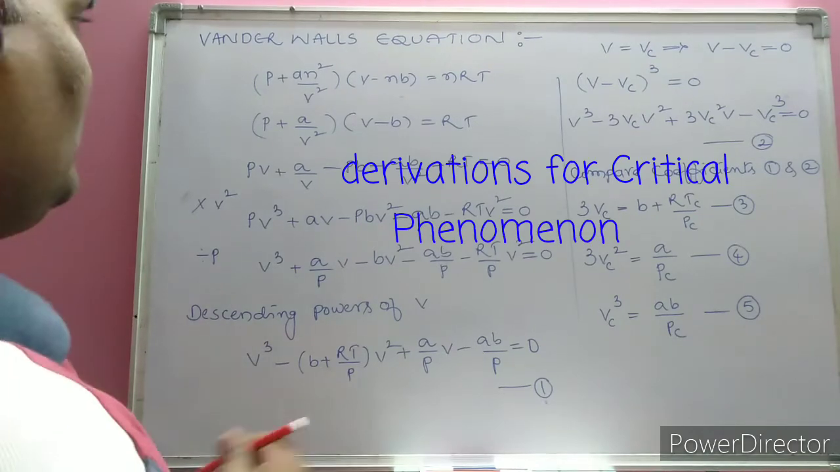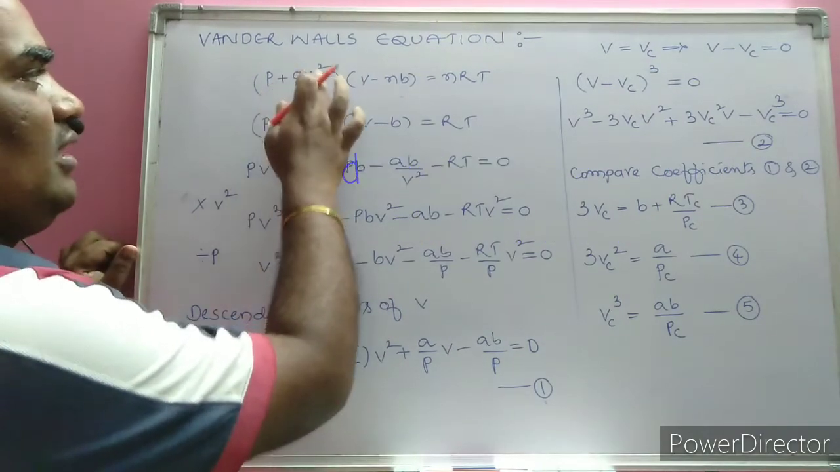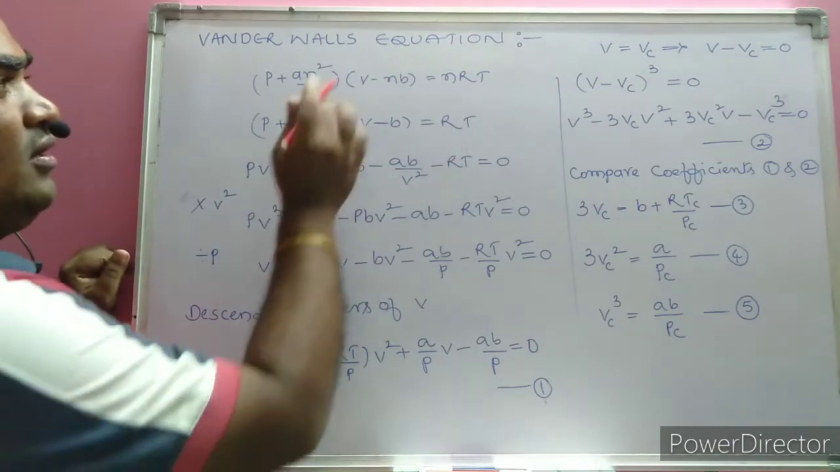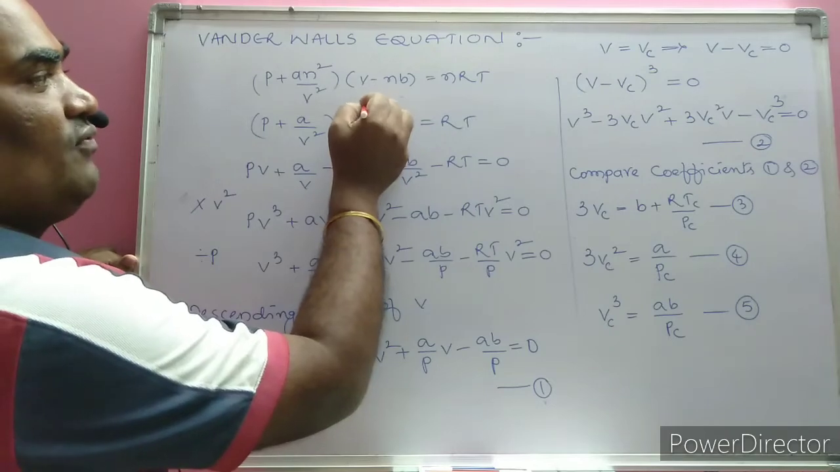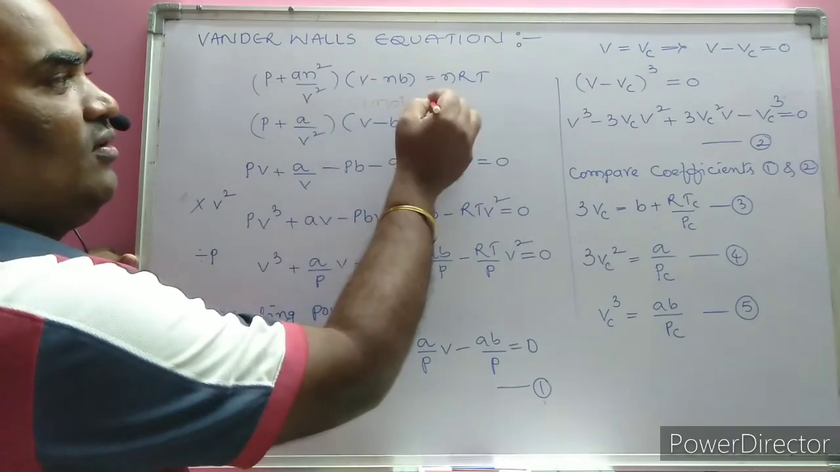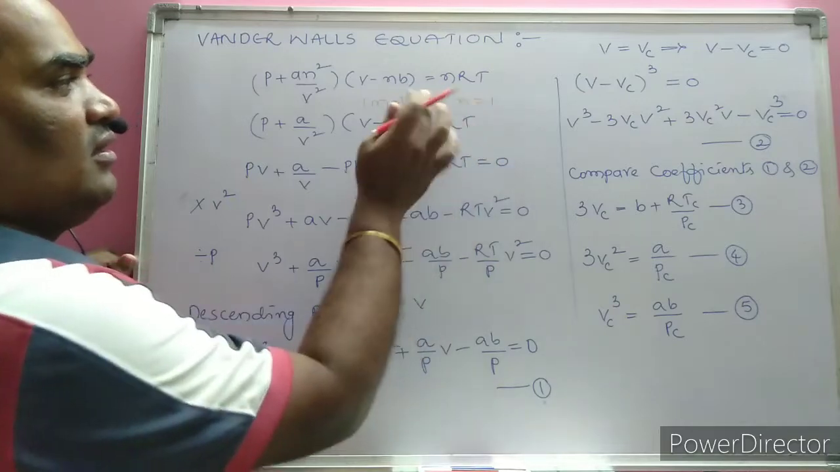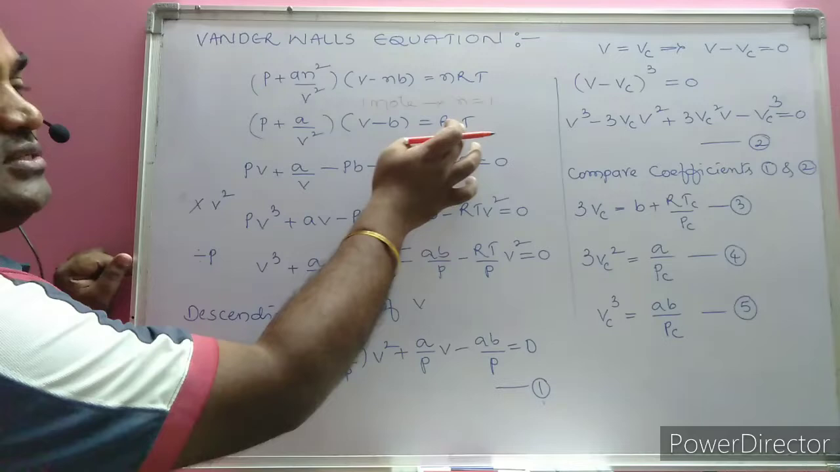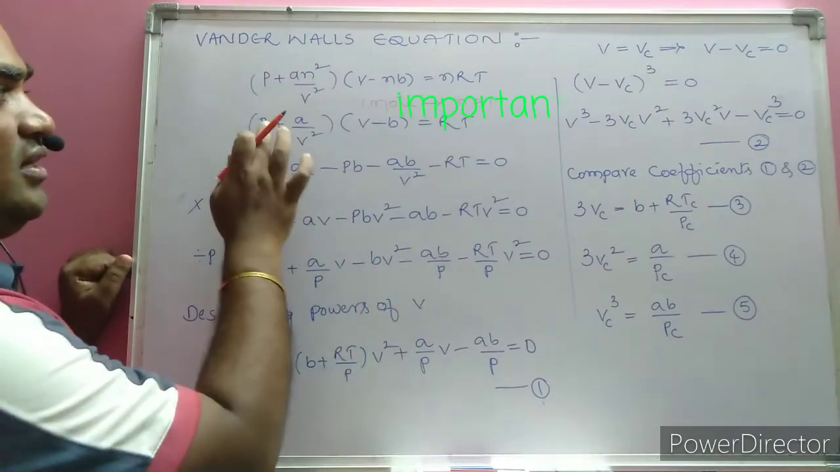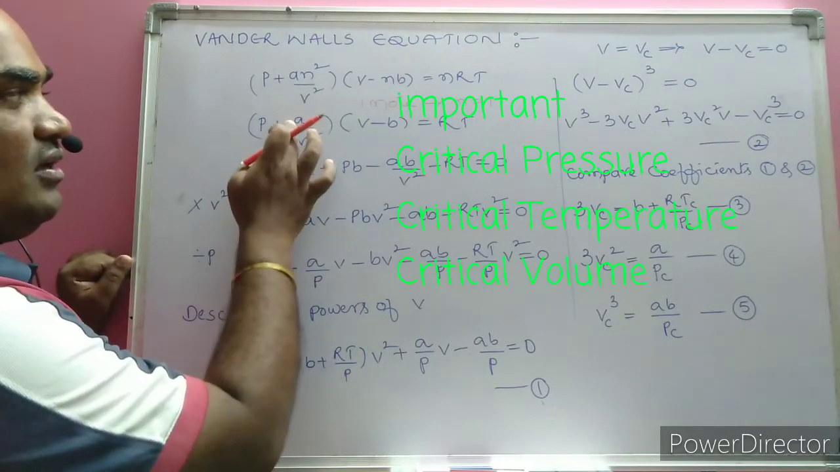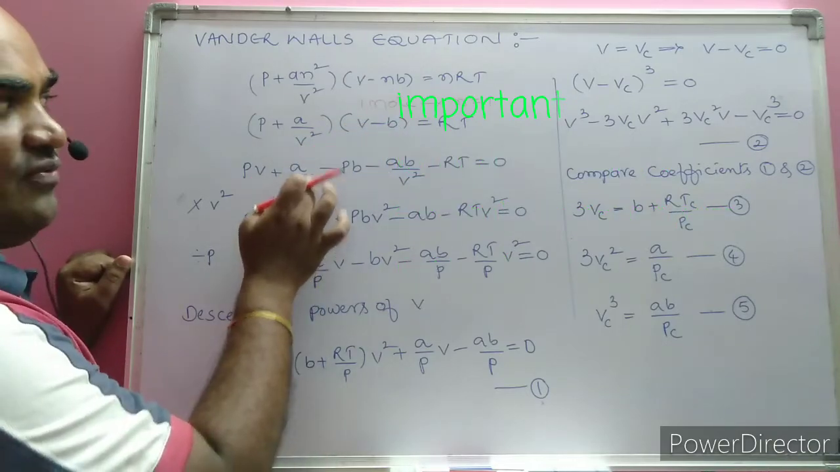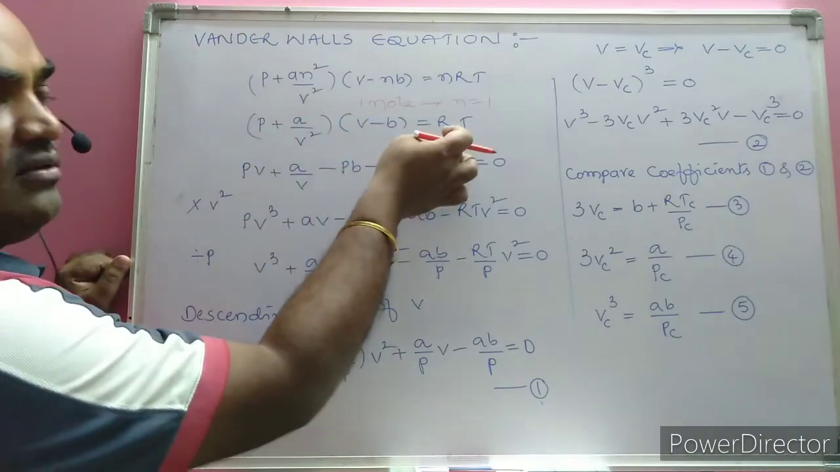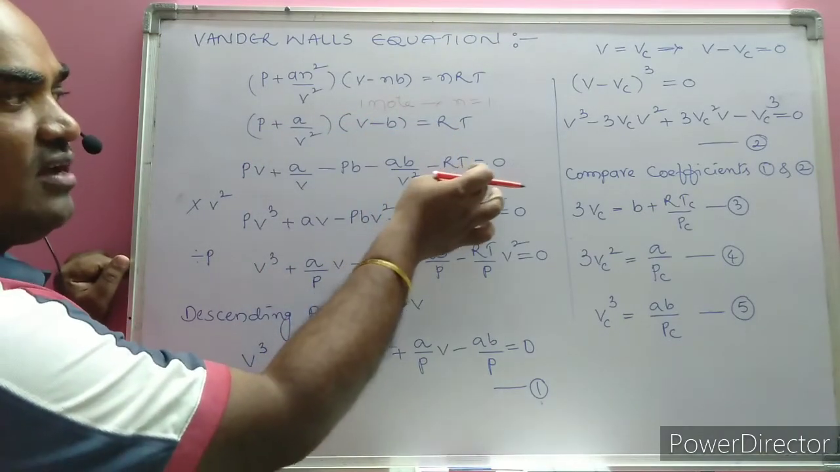Now the van der Waals equation of state is (P plus a n squared by V squared) into (V minus nb) is equal to nRT. Here for 1 mole of gas, n is equal to 1: (P plus a by V squared) into (V minus b) is equal to RT. Multiplying out: PV plus a by V minus Pb minus ab by V squared, then sending RT to the left hand side, minus RT is equal to 0.